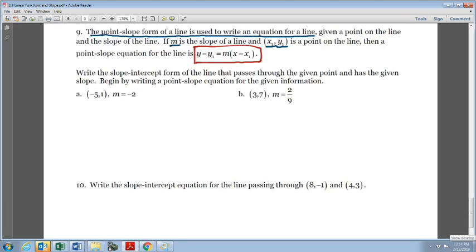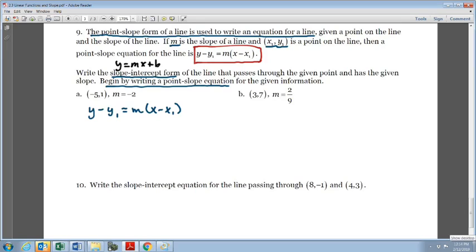So it says here, write the slope-intercept form of the line that passes through the given point and has the given slope. Begin by writing a point-slope equation for the given information. So notice we need to write the slope-intercept form. That's the y equals mx plus b form. So basically we got to solve for y. But we're going to start by using the point-slope form. So let's start with the point-slope form, and let's plug in our numbers.